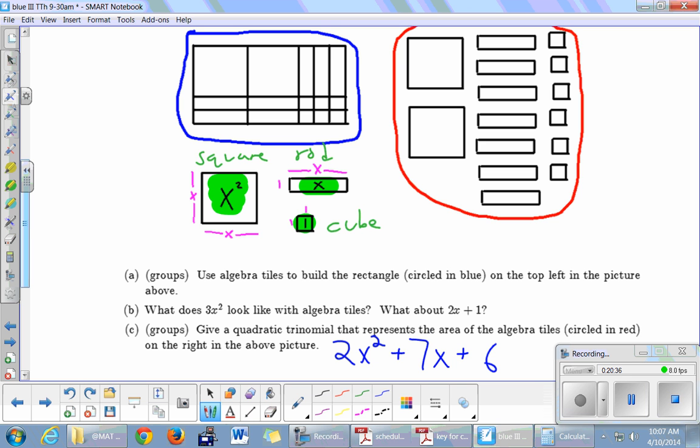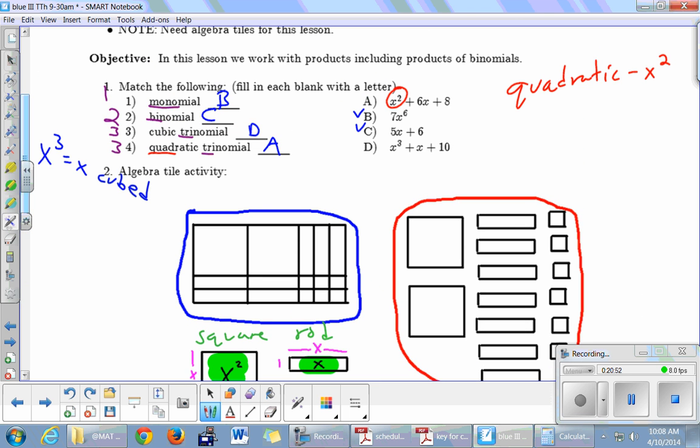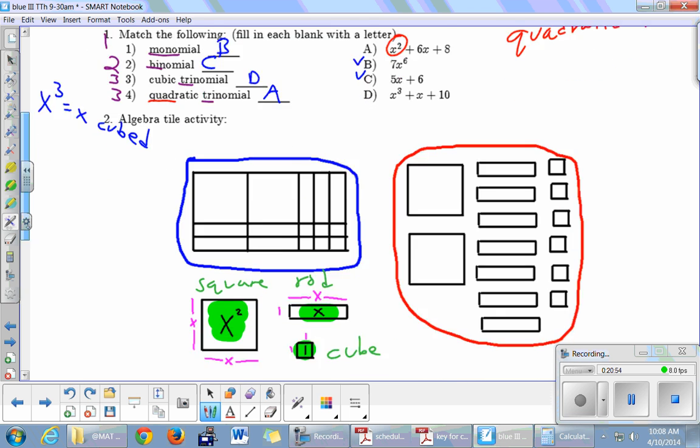And can we double check that the words that we've used here are correct? Trinomial means what? 3 terms, and we see 3 terms listed there, separated by plus signs. Quadratic, unfortunately, doesn't mean 4. Quadratic means you're going to see an x squared someplace, and we do.